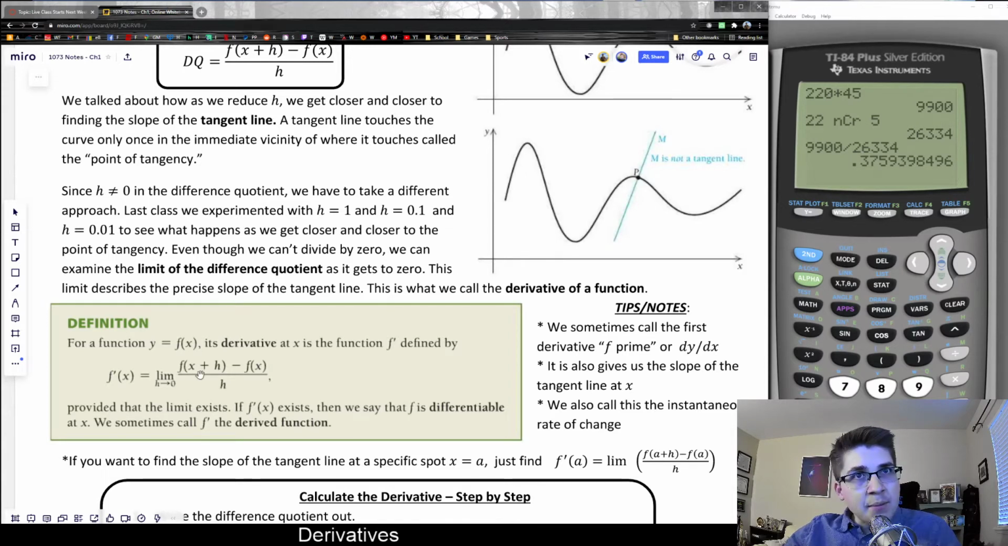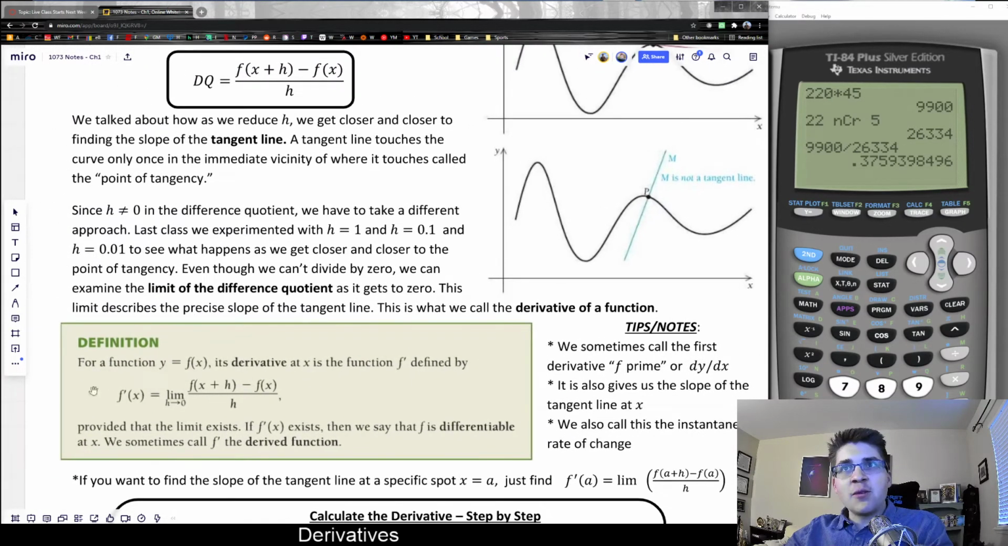And if we take the limit as h approaches 0, we're finding the slope of the curve as those 2 points of the secant line get closer and closer together, which determines the slope at point x. That is the reason why we care about f prime of x and why it's so significant in calculus.